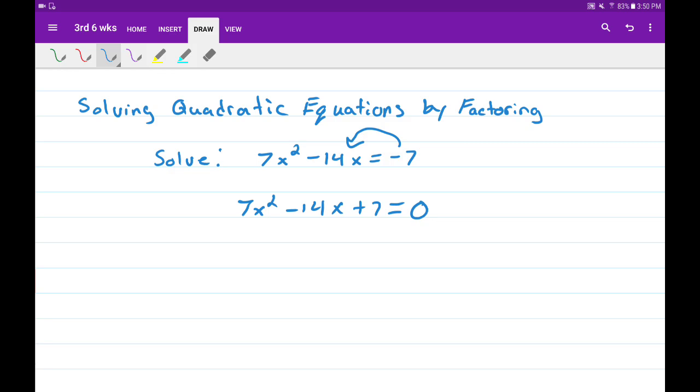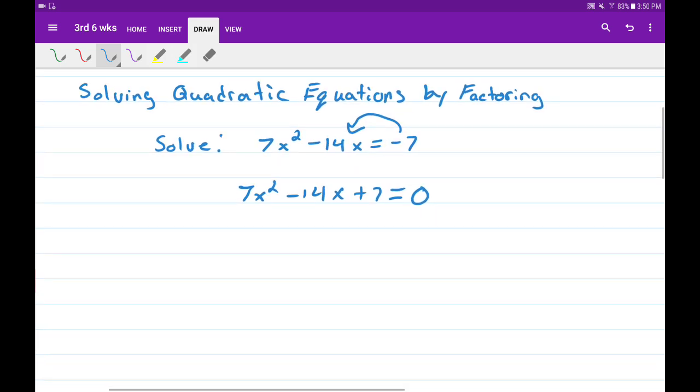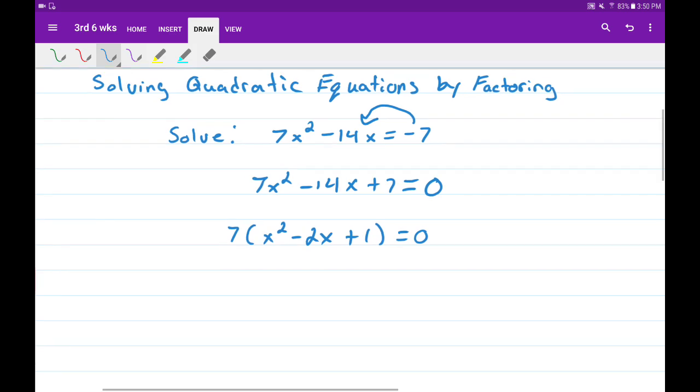It's in standard form. Second step is to look for GCF. This has a GCF of 7. So write 7 out front, and then divide every term by 7. So we're going to get x squared minus 2x plus 1 equals 0. All right, so now we factor what's inside the parentheses only.